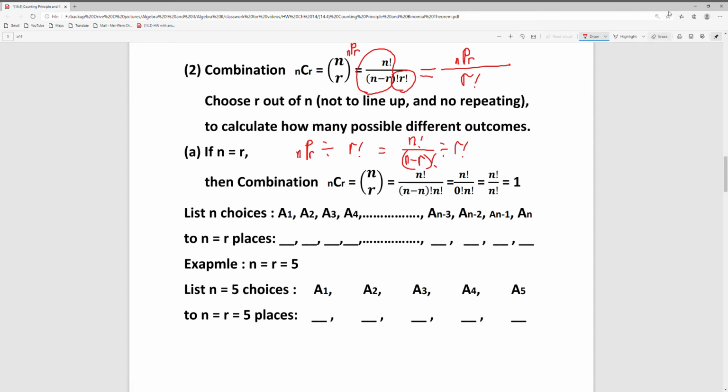Division means multiplication. It means multiply by 1 over r factorial. So it means the denominator multiplies. So you have n factorial over n minus r factorial times r factorial. The question is, why do you divide by r factorial to have a combination? So that's what I want to explain for you. So let me erase the scratch paper first.